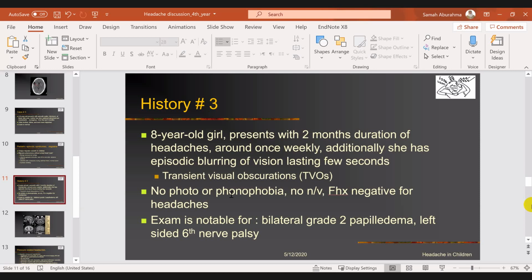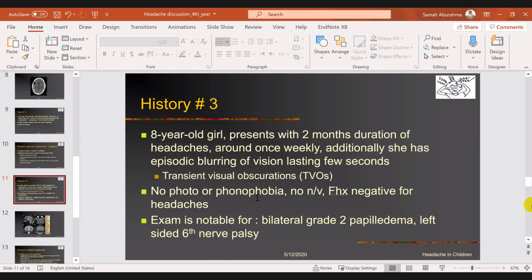Many red flags. Yes, we don't have the typical history of migraine, right? We can't find a typical history. There's nothing typical for migraine. In addition, there's no family history. Additionally, she has these episodic blurring of vision, okay? And she has bilateral grade 2 papilledema and a left-sided 6th nerve palsy. So we have many red flags in this patient, right?